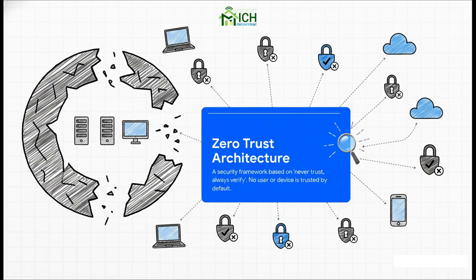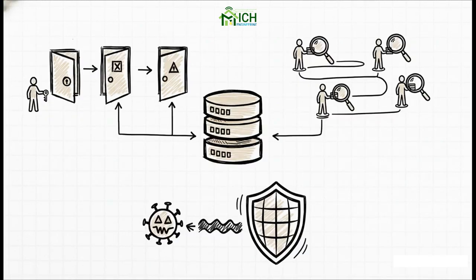It totally throws out that old-fashioned model of a trusted internal network with a hard outer shell. In a Zero Trust world, there's no such thing as inside or outside. Every single request to access anything is treated like a potential threat and has to be rigorously verified every single time. No exceptions. And here's how it works in practice.